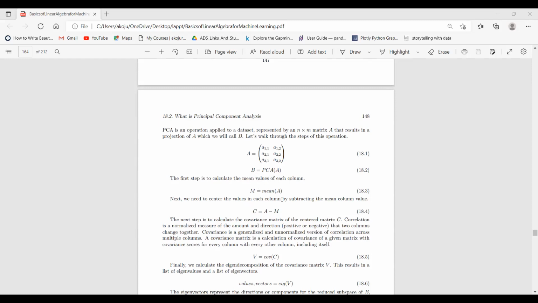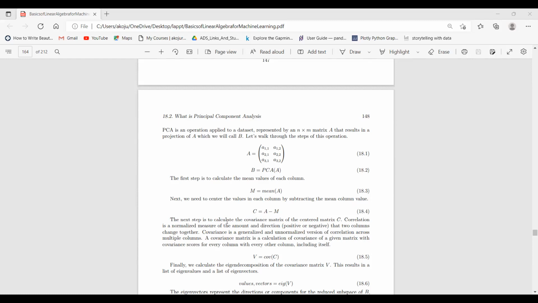The first step is to calculate the mean values of each column. As we have discussed, we have taken an example of an m by n matrix, where m features are there and n students are there, and each column represents a student. Similarly, we need to find the mean for the whole column. Next, we need to center the values in each column by subtracting the mean column value. That is nothing but C is equal to A minus M.